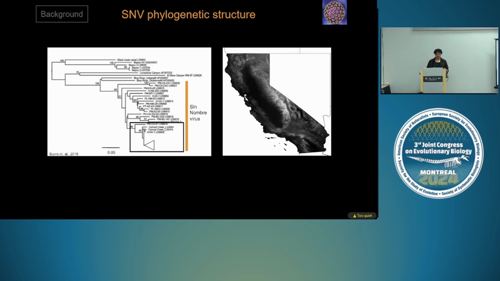But one thing that we can say that's very interesting is a scenario of a host switching event, the only host switching event that's been documented for this virus, where the virus jumped from Peromyscus maniculatus to a closely related species, Peromyscus eremicus. And this is localized in this region of Death Valley in California. It hasn't happened anywhere else. I'm going to come back to the significance of this host switching event in a second.